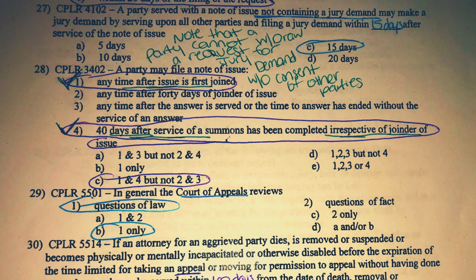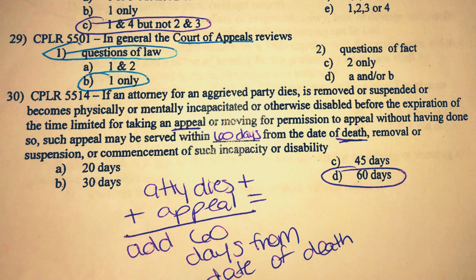29, in general, the Court of Appeals reviews questions of law only. The only time the Court of Appeals in New York would review questions of fact would be if the appellate division found different facts. 30, if an attorney for an aggrieved party dies or whatever, the time for taking an appeal or moving for permission to appeal without having done so, such appeal may be served within 60 days from the date of the death or commencement of incapacity or disability.